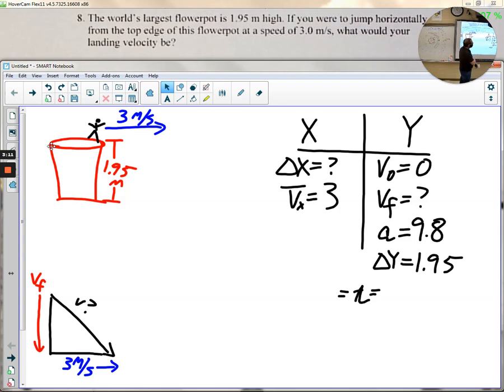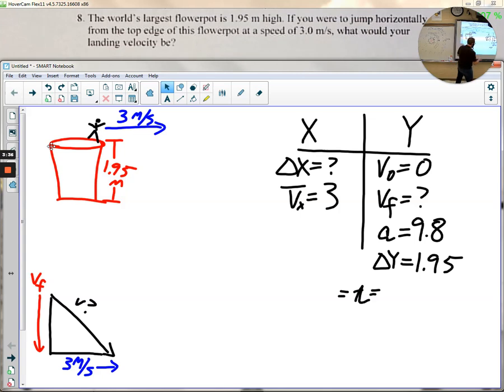So, which set of information am I going to be able to use to get my time? The Y side. I've got a lot more info going on there. So when I look at my Big 5 chart, I want to find VF, but I also want to find T. So, Big 5 number 3, find T. I like it, because we don't need to know VF for that one.